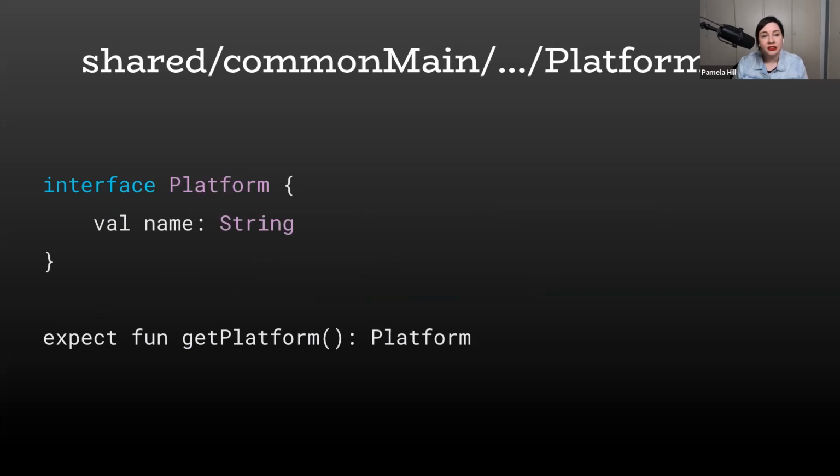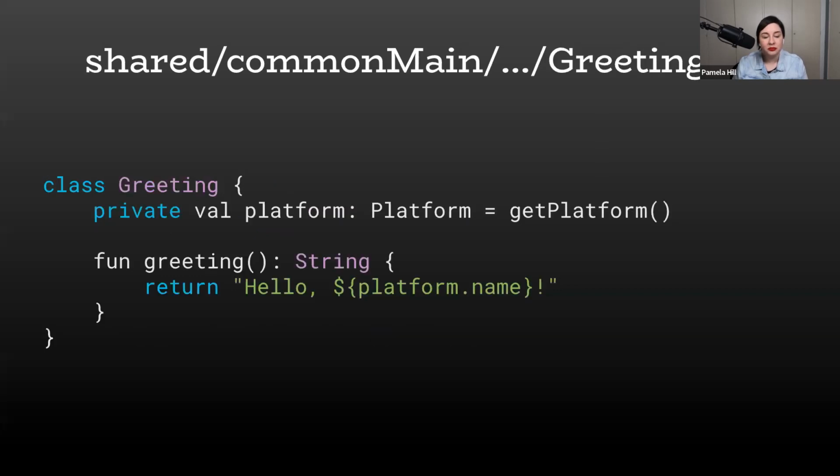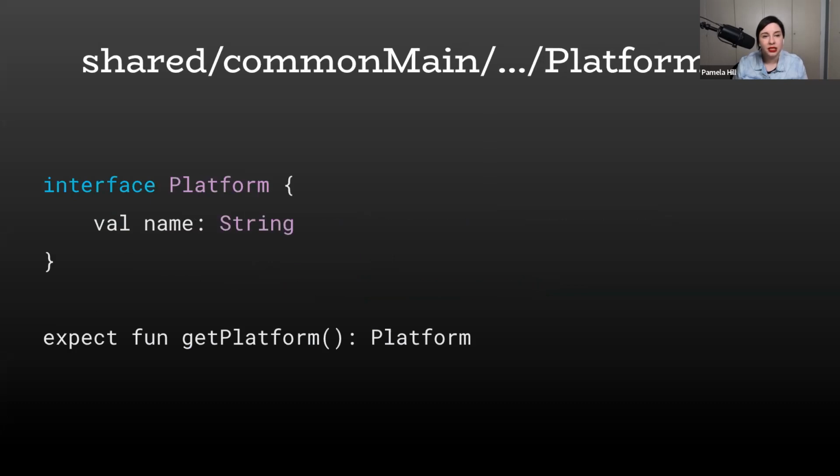Next, let's have a look at the common main platform class. We defined this platform. We saw that there was a platform property here before of a type platform. So let's have a look at the platform class and file. It contains an interface called platform that has a property name. That's pretty straightforward, but it also has a top level function called getPlatform that returns something of a type platform. And it has this mysterious keyword in front of it called expect.